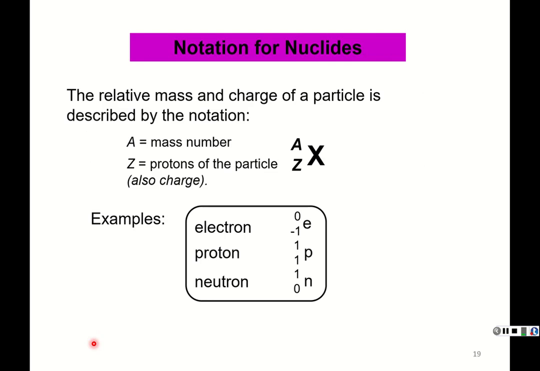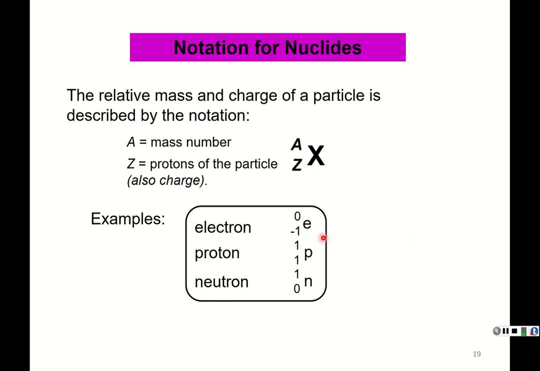So for the notation here, X is the atomic symbol, A is the mass number, which is protons plus neutrons, and Z is the proton number. You can also think of it as the charge.